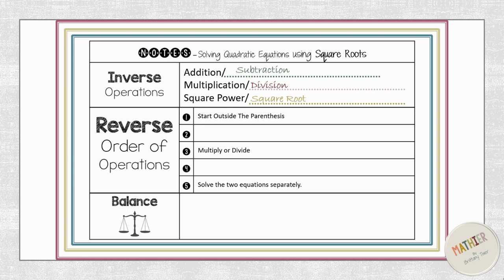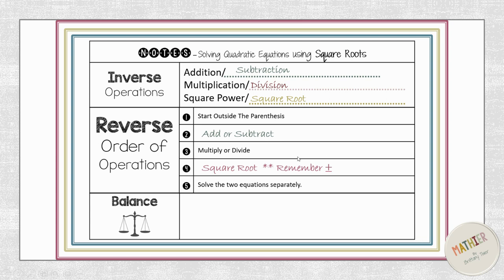So we want to go in reverse order. So that means we start outside the parentheses. We will add or subtract, then multiply or divide, and then we do the square roots. And when we take the square root of both sides, we have to remember to do a plus or a minus and then solve your two equations separately.